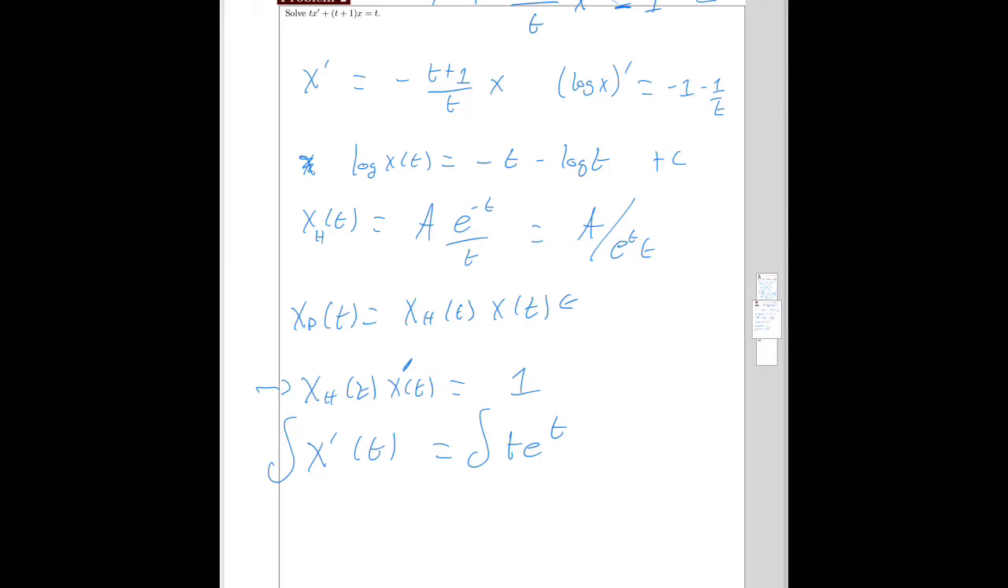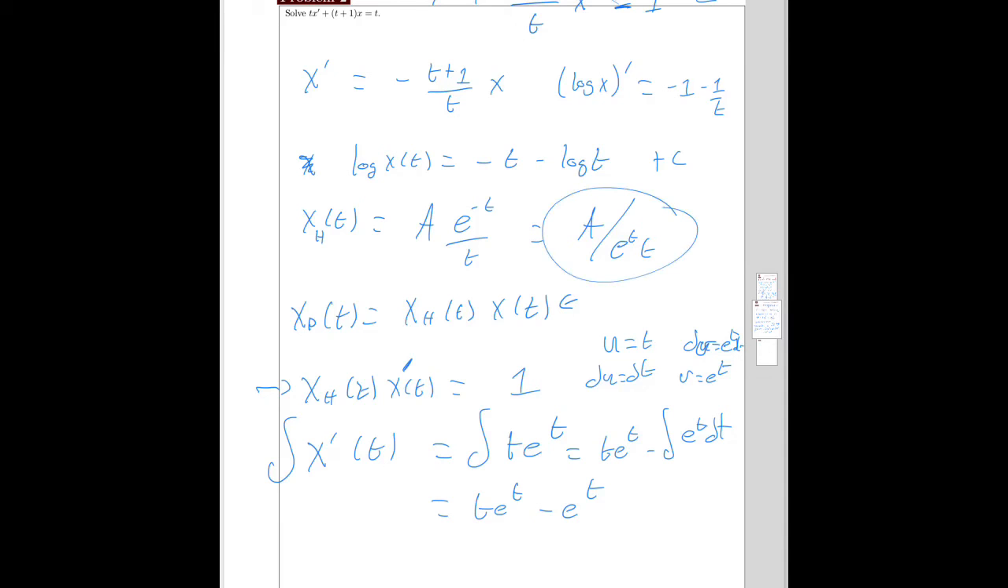And so now x of t, if I take the integral or the antiderivative of both sides, this is what I get. And again, this is integration by parts. So u is equal to t, du is equal to dt, dv is equal to e to the t dt, and v is equal to e to the t. And so this is uv, which is te to the t, minus the integral of v du, which is e to the t dt. And so this is te to the t minus e to the t. All right, and now that is what x of t is.